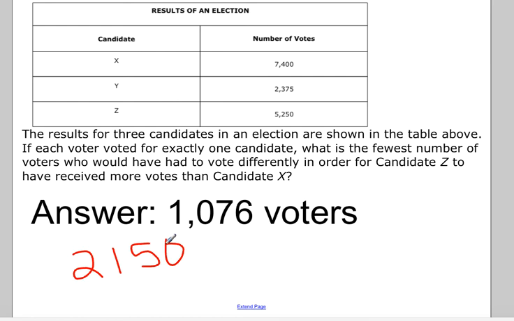So if you divide that by 2, right, because if you change 1 from X to Z, you're decreasing X but also increasing Z at the same time. So if you cut them in half, right, you're doing twice the damage with one change, you're going to get 1075. So if 1,075 people change from X to Z, that will account for a difference of 2,150 votes, right? Or at least a change in that.